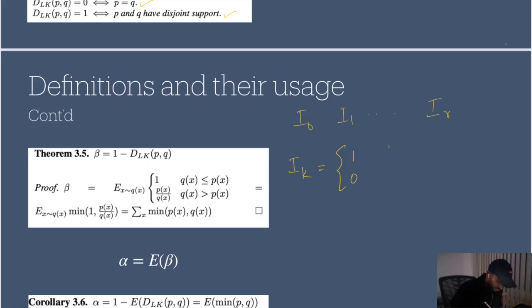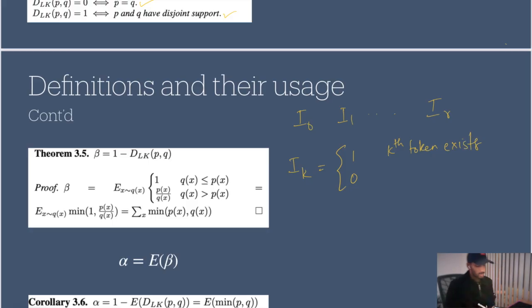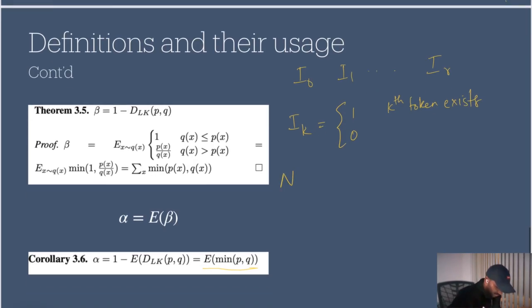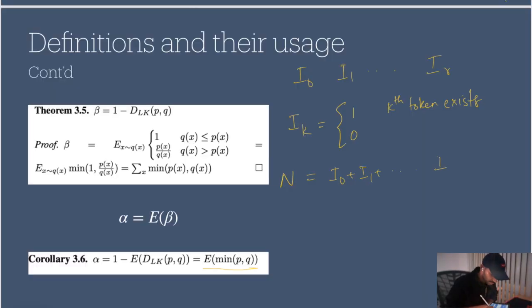Ik is equal to 1 if the kth token exists. That basically means that the total number of tokens is equal to I0 plus I1 plus and so on until I gamma, right? So notice that this indicator variable is random. The probability that the ith token exists depends on the acceptance rate, right? So if a particular token at any given time step was not accepted, all the subsequent indicator variables from that time step on will also be 0.